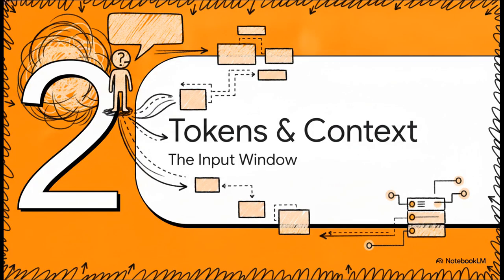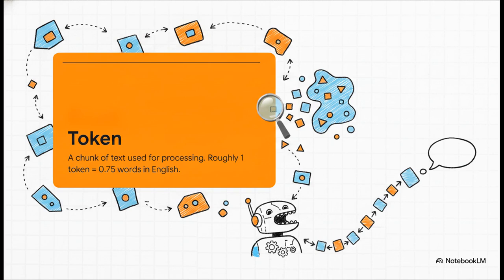All right, moving on to part 2, tokens and context windows. The very first thing to wrap your head around is that the machine doesn't read words the way you and I do. It reads tokens. Text is immediately chopped up into these little chunks for processing. As a rule of thumb, one token equals roughly 3/4 of an English word. So a complex word like unbelievable costs you 3 tokens.